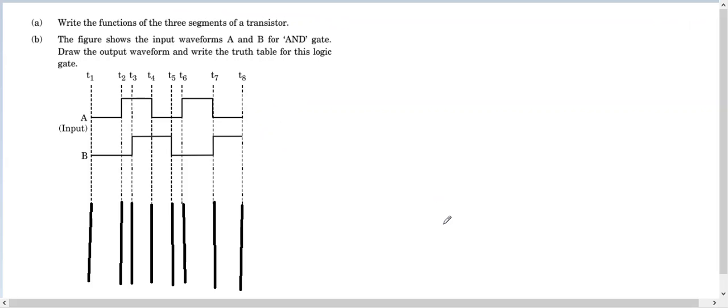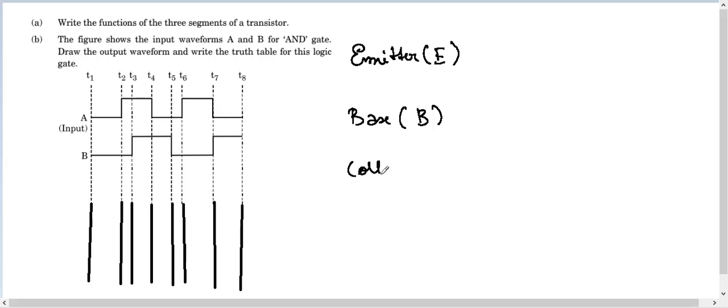So basically a transistor is having three parts or the three segments. First is the emitter, which we represent by E. Then we have the base, that is by B, and then we have the collector, that is given by C. So basically there are two kinds, they are NPN or PNP. Alright, so what is the function of an emitter?